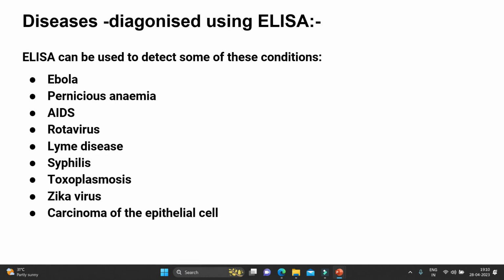Procedure explanation. The diseases diagnosed using ELISA are Ebola, AIDS, rotavirus, Lyme disease, toxoplasmosis, Zika virus, and carcinoma and epithelial cell. Next slide, sir.